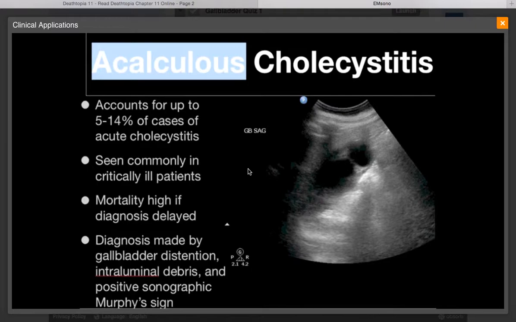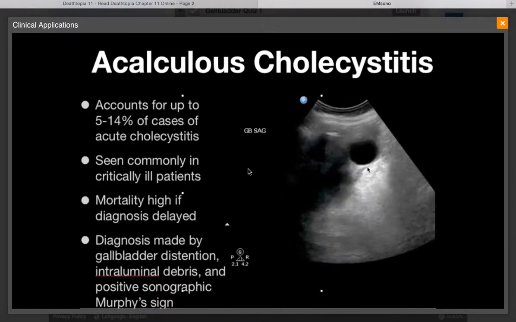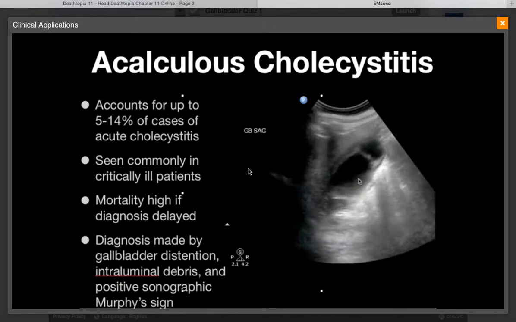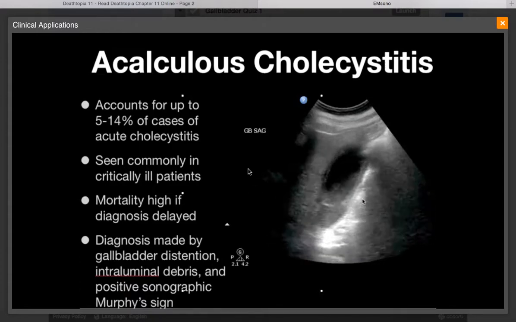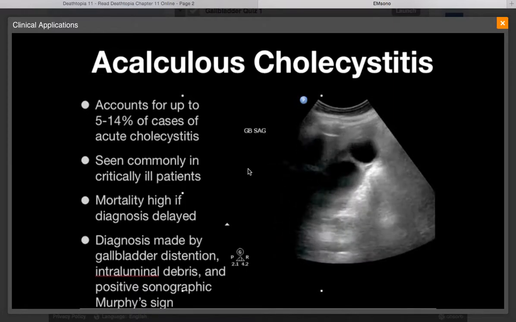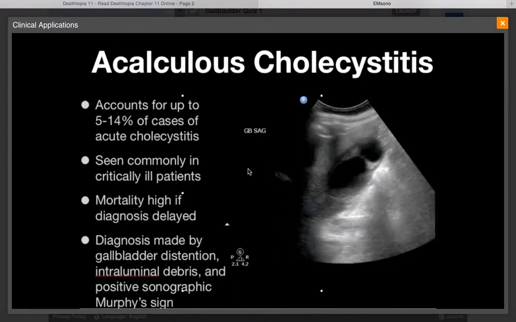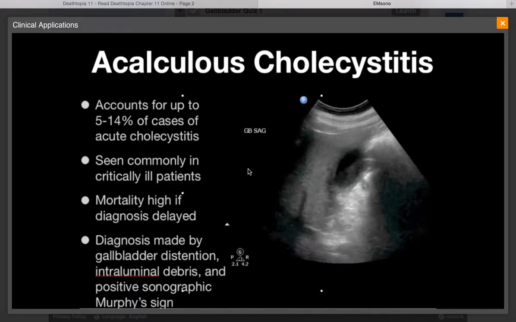This was an elderly patient who had right upper quadrant tenderness and a fever. He had a sonographic Murphy sign, a dilated gallbladder with internal sludge and wall thickening, but no definitive stones. He subsequently underwent cholecystectomy and was found to have acalculous cholecystitis.